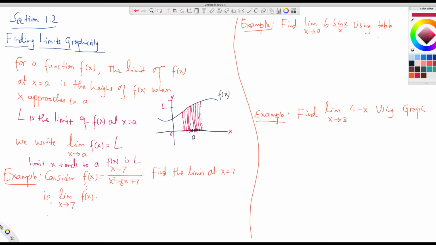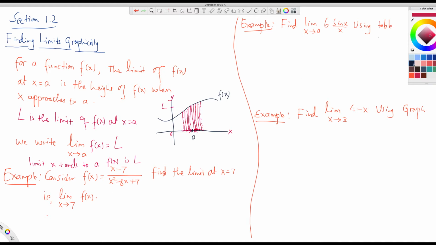So let us do an example by making a table, by making a chart. Consider a function f(x) equals (x minus 7) over (x squared minus 8x plus 7). Find the limit at x equals 7. So basically we want to find the height of the function close to 7, right? So let us make a table.